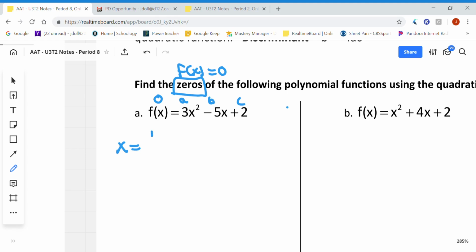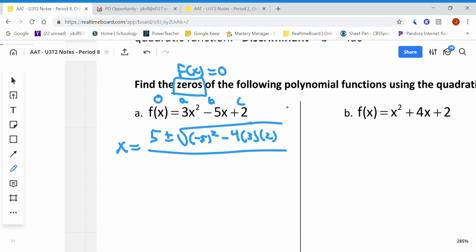So I'm going to take the opposite of -5, which is +5, plus or minus the square root of b squared, so -5 squared, minus 4 times a times c, all over 2a. All right, it's just that simple. Plug it in. I would expect that you can just take this entire expression, -5 squared minus 4 times 3 times 2, and put it in your calculator and simplify it.